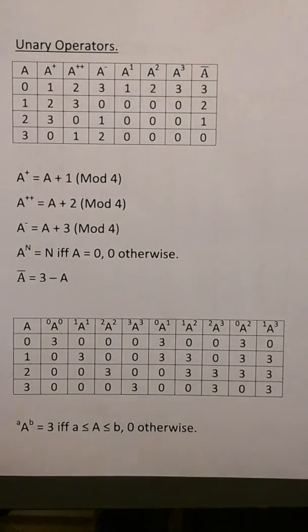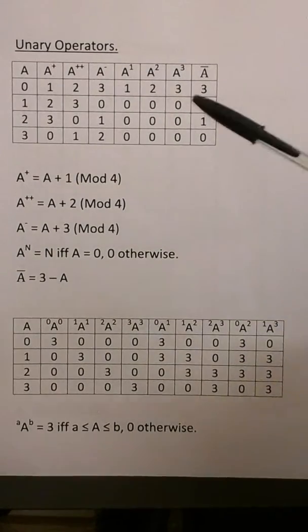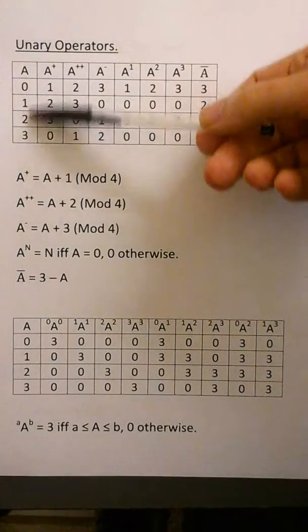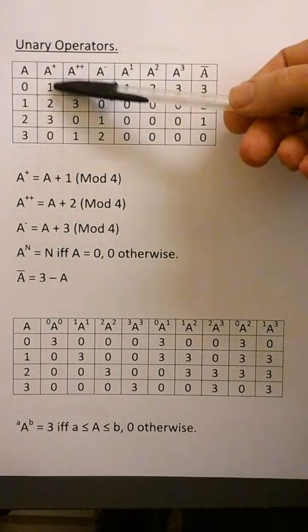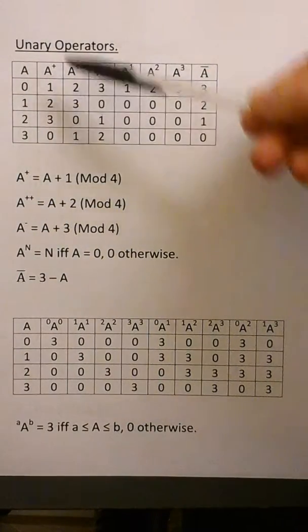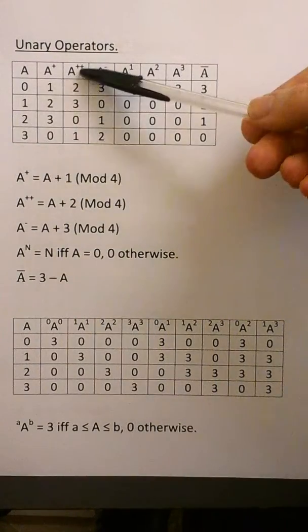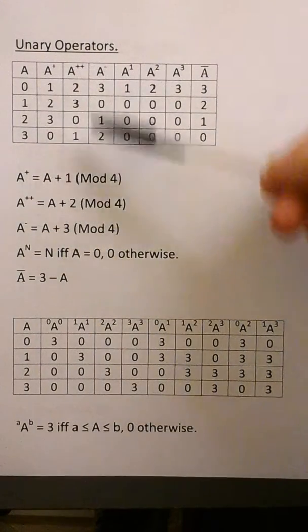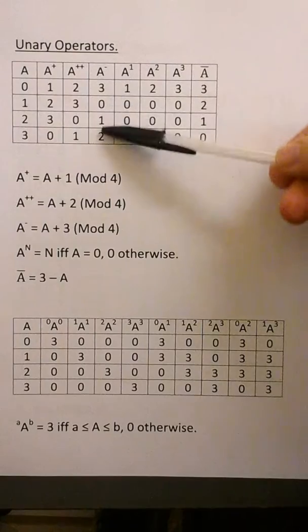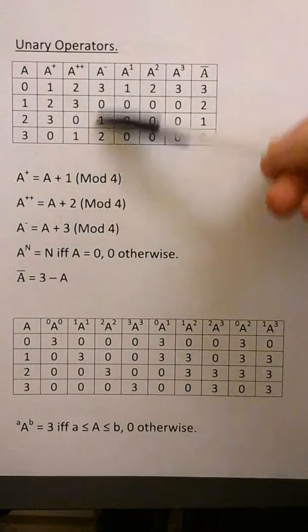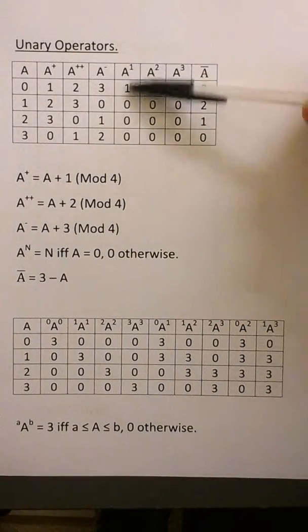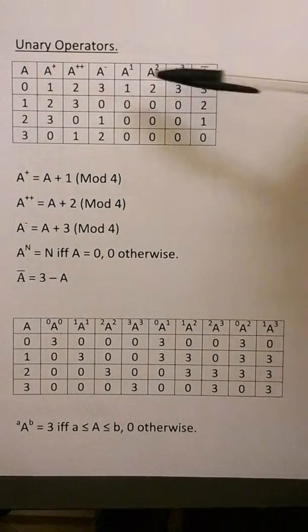Here we have some unary operators. Here we have an input A, and A plus is A plus 1 modulo 4. A plus plus is A plus 2 modulo 4. A minus is A plus 3 modulo 4. And these are two valid unary operators here.